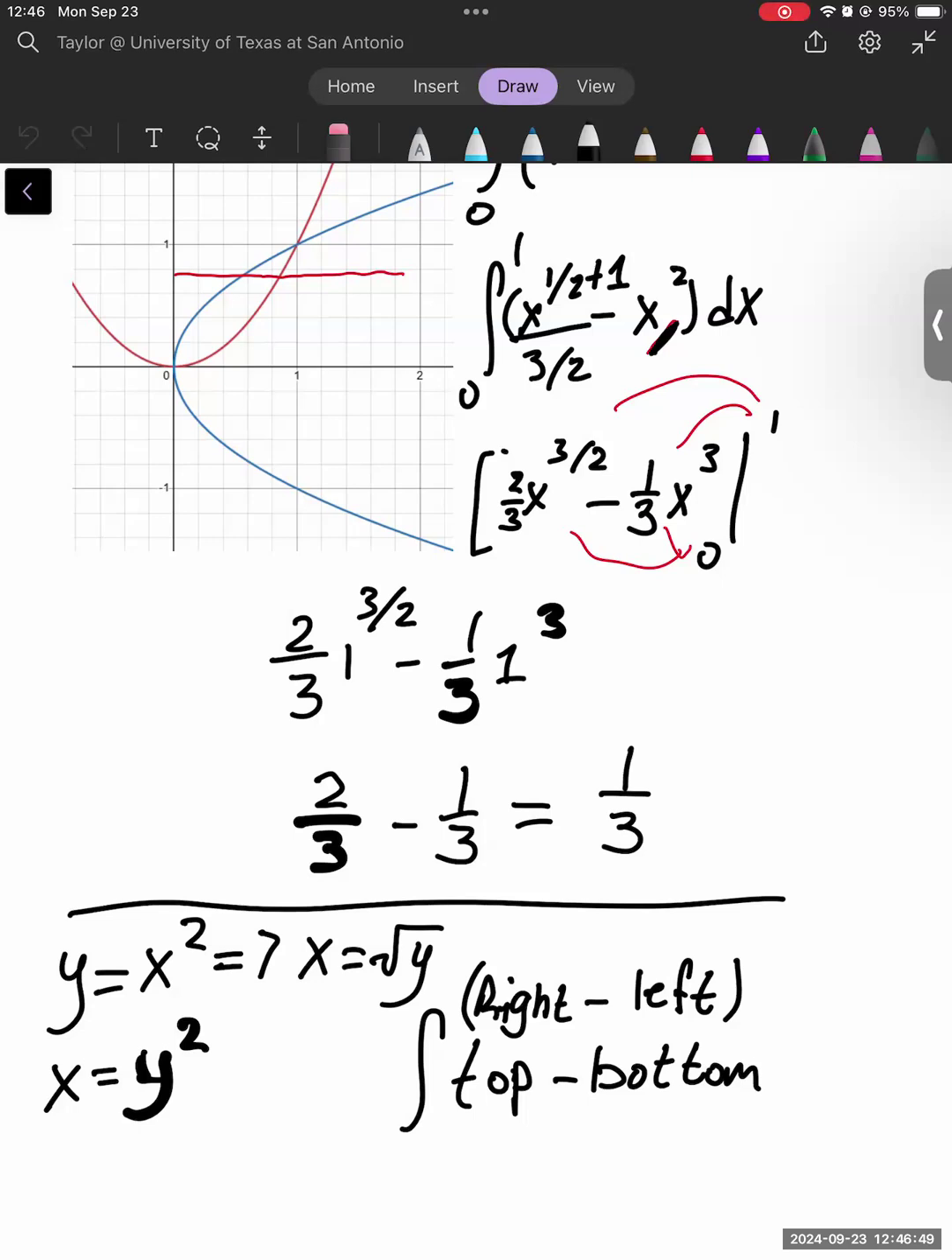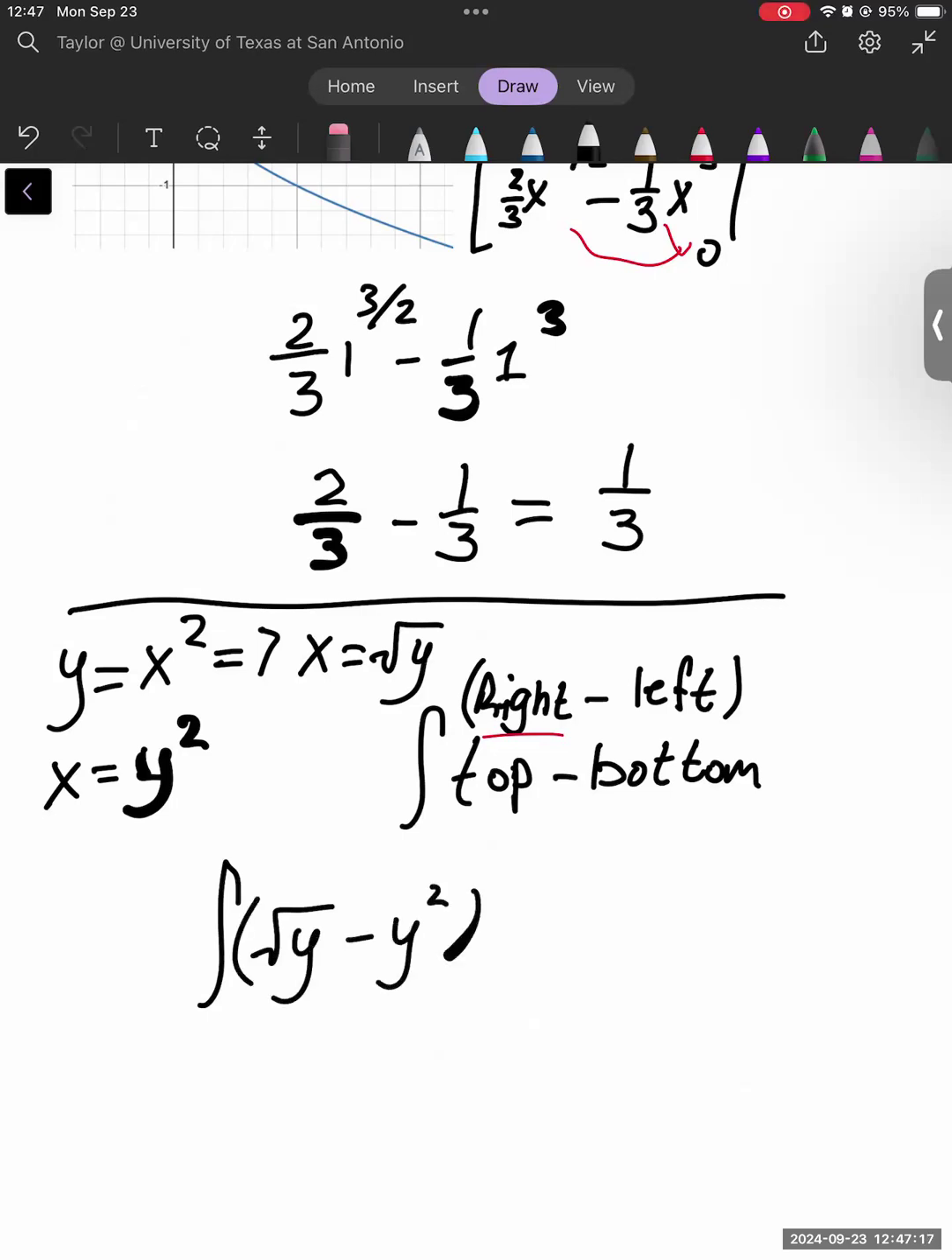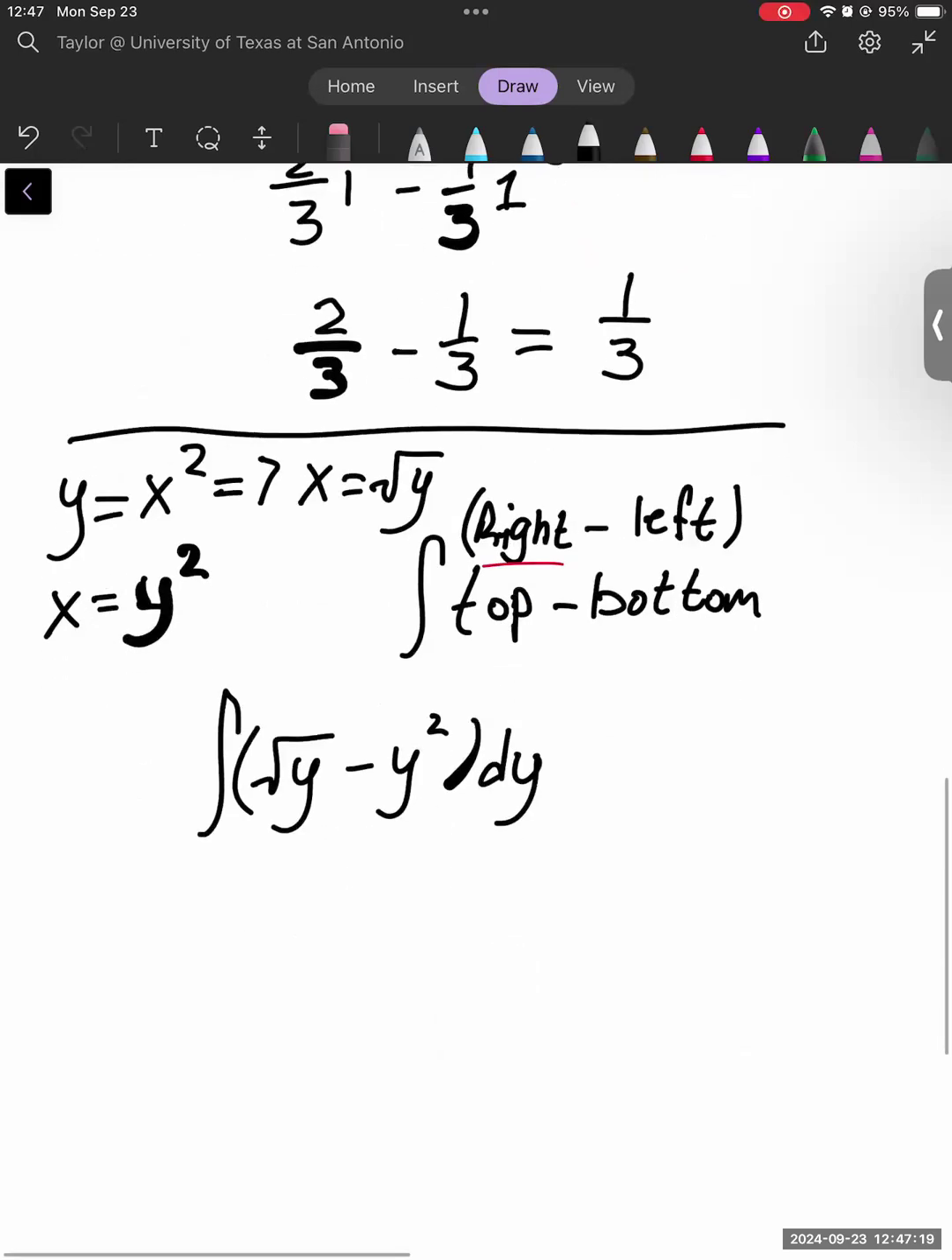What is our rightmost function? Thank you, Jacob. So I get the integral of square root y minus y squared dy. All right. And the next thing we need to do is evaluate this integral.